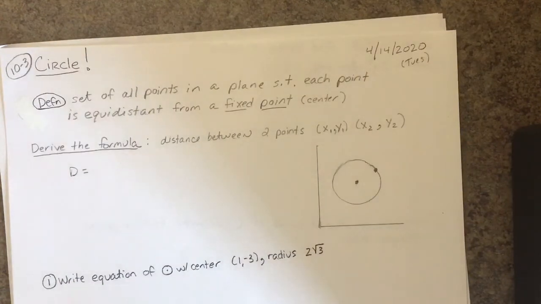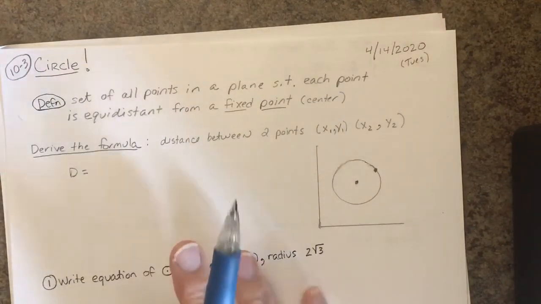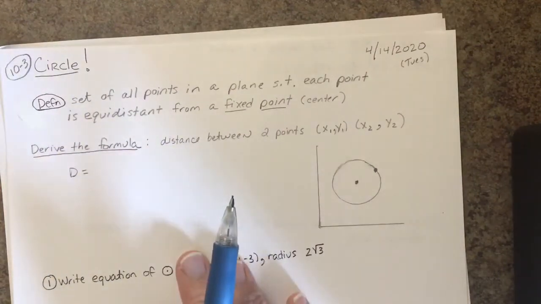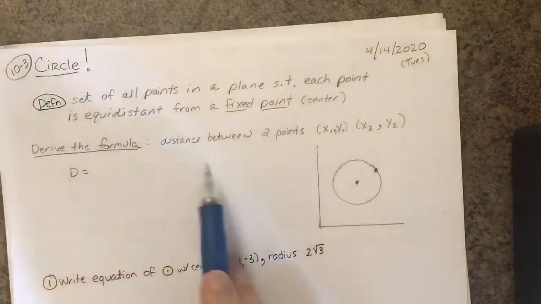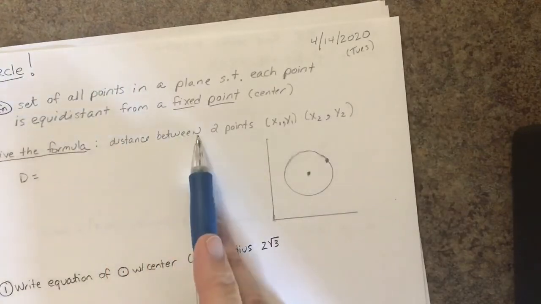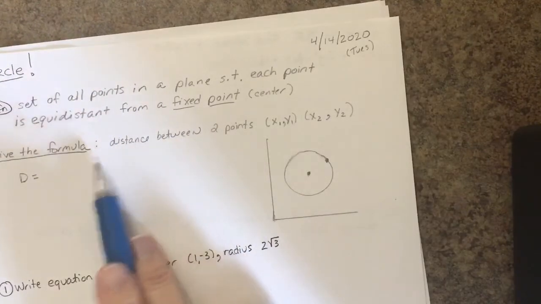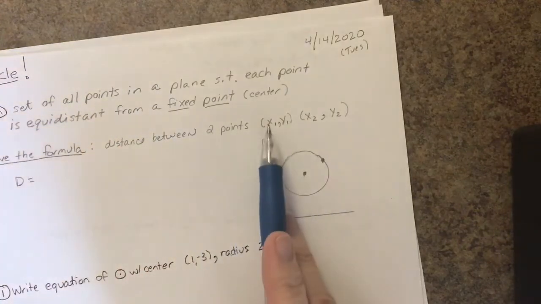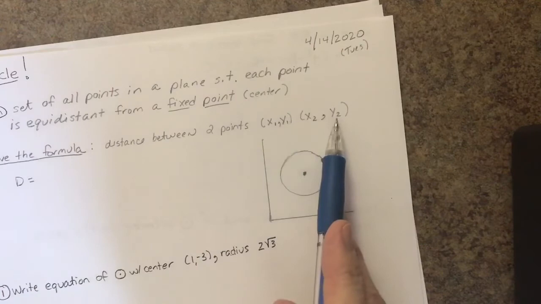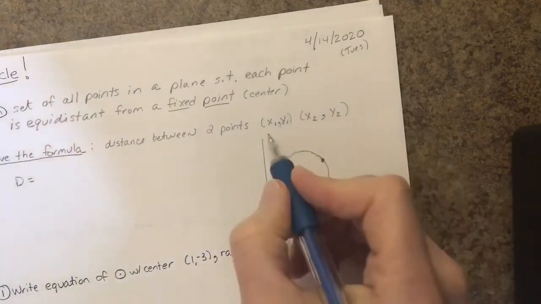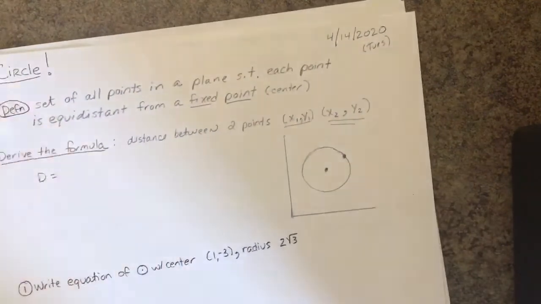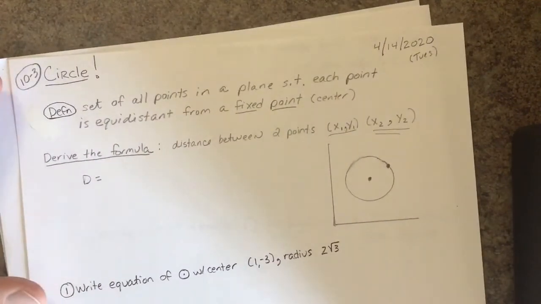Now, unlike a parabola that has a whole bunch of formulas, the circle has one formula, and it's super simple because we're going to derive it from where it comes from, which is the distance formula. Do you remember the distance formula? The distance between 2 points, x1, y1, x2, y2. First point, second point. What's the distance formula? It's kind of long, but I know you remember it.